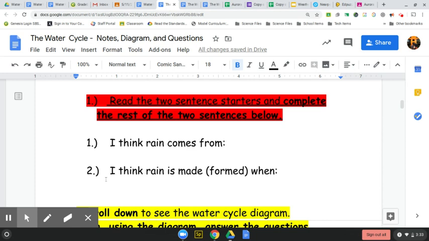Then the next one, number two, I think rain is made or formed when. So, why do we even get rain? How is it made or formed? What is your idea of how this might happen? It's okay if you're wrong for questions one and two. It's just think about and jot down what your thoughts are.